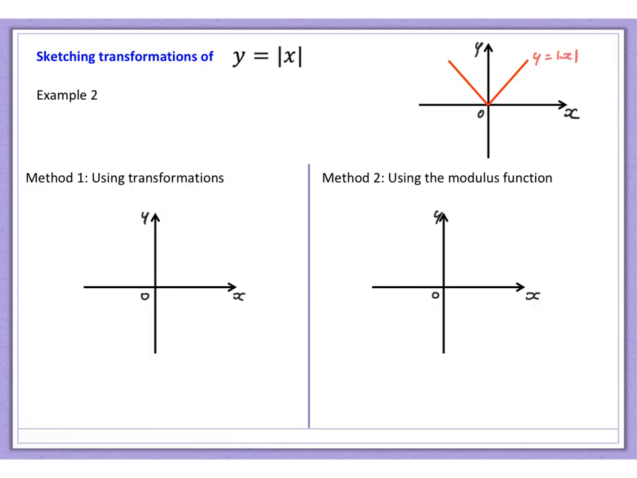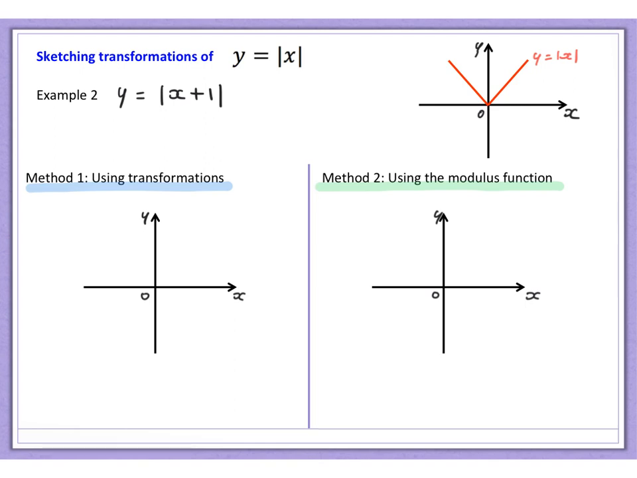We're now going to have a look at a second example. We're going to sketch the graph of y equals mod, and then inside the modulus sign, x plus 1. We're going to actually look at doing this in 2 different ways. So method 1 is going to involve using transformations, and method 2 is going to involve us thinking about the modulus function in a bit more detail.